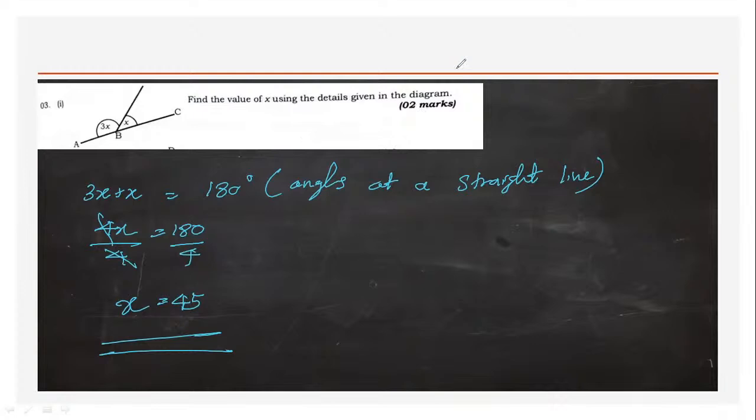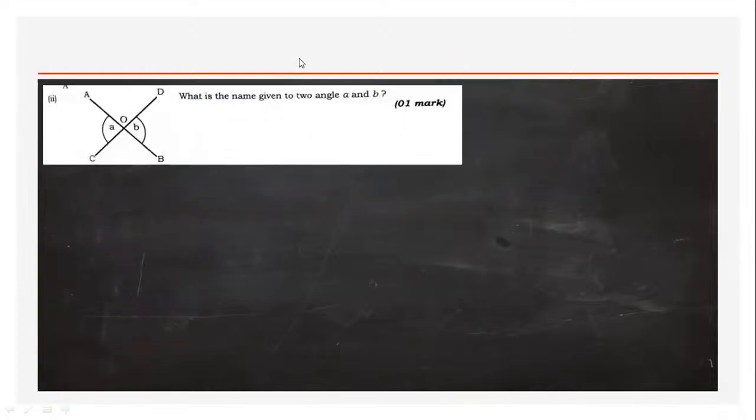Second part is here. What is the name given to angle A and B? Can you remember we have done a seminar for the angles? We have learned vertically opposite angles, right? This angle and this angle are equal, but they are asking what is the name of this angle?